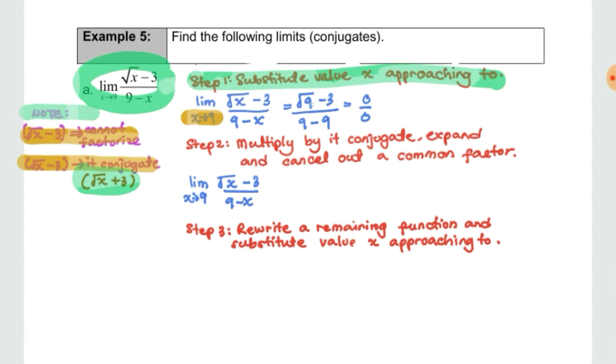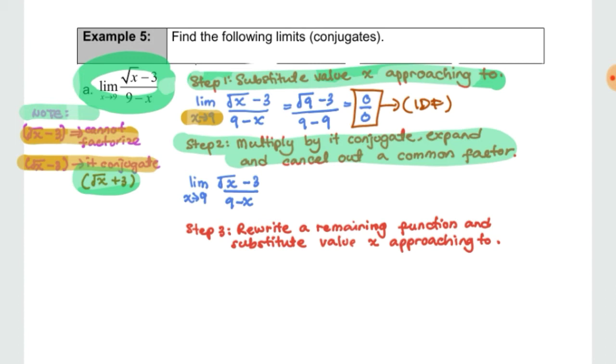So we get square root 9 minus 3 over 9 minus 9. So the value here is 0 over 0. 0 over 0 here is IDF form, or indeterminate form. Because we get indeterminate form, that's why we must continue to step number 2. Step number 2 here is multiply by its conjugate, expand and cancel out a common factor.